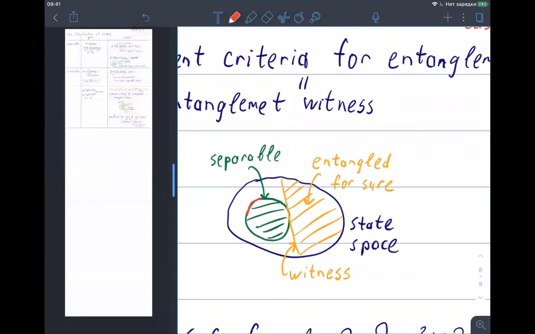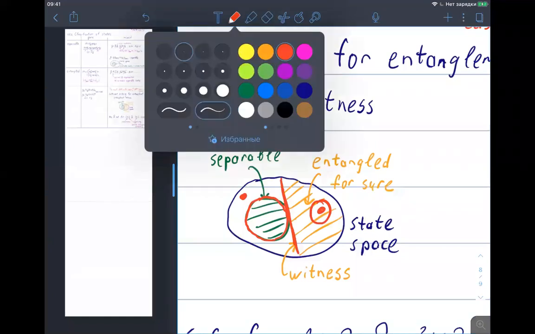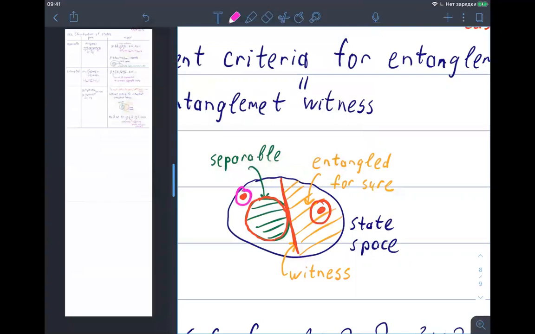So imagine you have this full space of your states. There is a set of separable states, and you can consider a plane. You can find out whether your state is on this side of the plane or on the other side. If you find your state on the right-hand side of your plane, then you say, okay, I know the state is entangled. However, if you find your state on the left side of your plane, then you say, I don't know. It may be separable or maybe entangled.